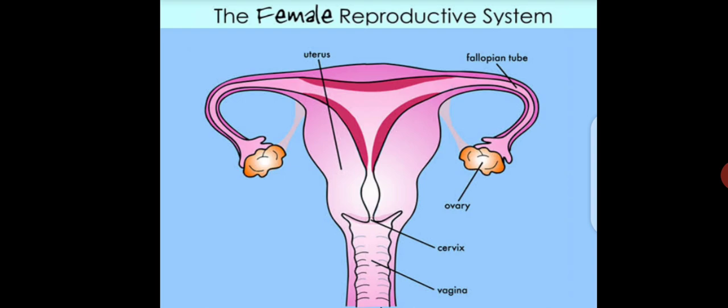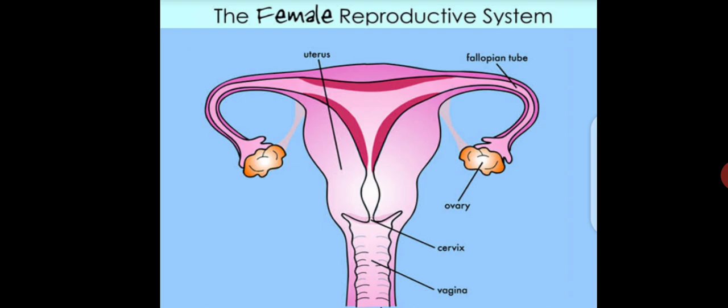So you see this ovary. The ovary is the part that helps in the production of the female gametes. That is the female sex cell, which is the ova, or you call it egg. Okay.